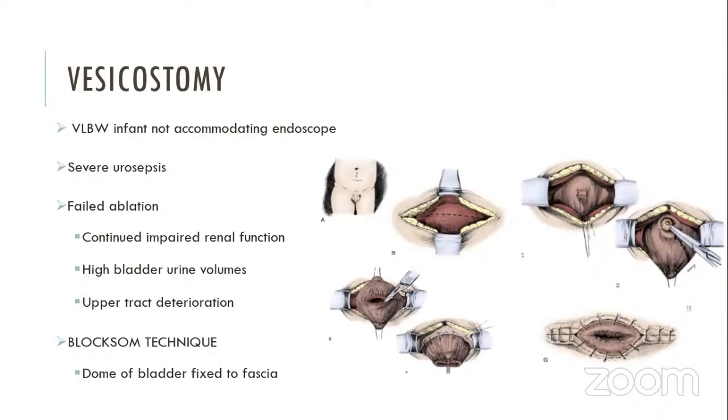In this technique, we make an incision of 3 to 4 centimeters transversely just above the pubic symphysis. We open the bladder transversely and we fix the bladder wall to the rectus sheath and the bladder mucosa to the skin.